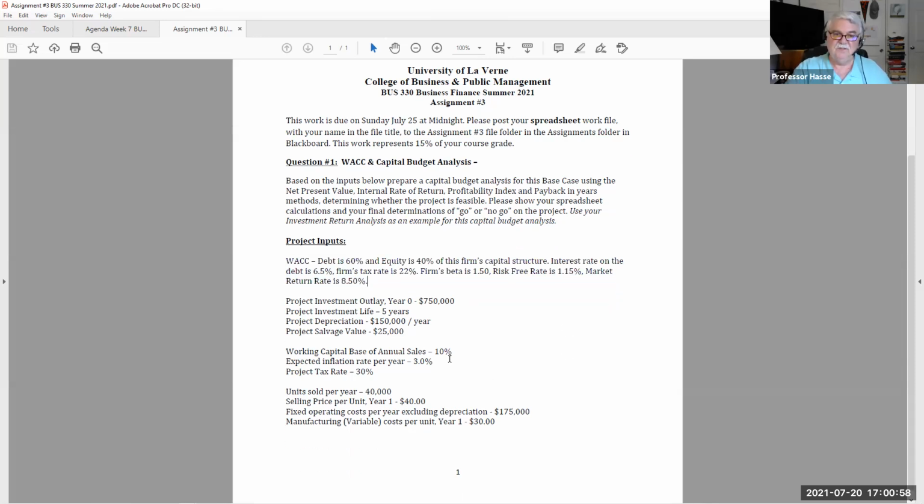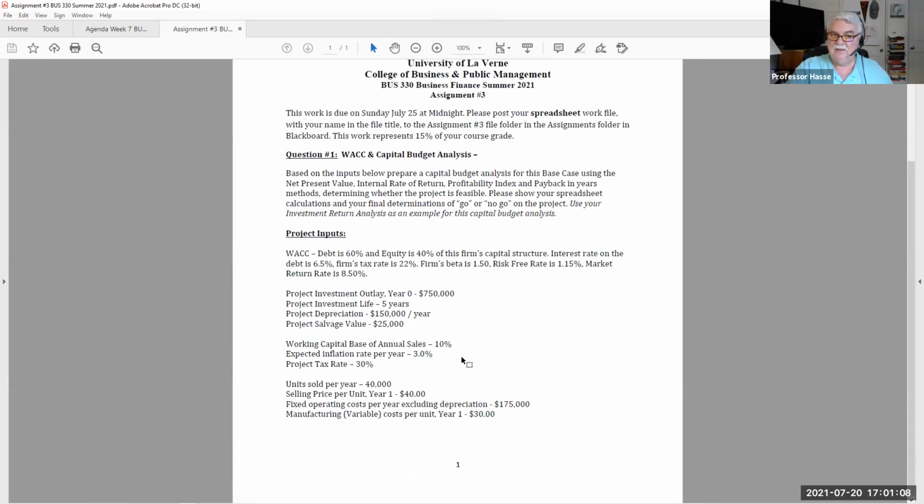And then I give you a project that has 5 years in length, an investment of 750,000. Here's the yearly depreciation. Here's the salvage value. Here's the working capital percentage. Here's the inflation rate. And for this project, the tax rate is 30%. Note, the tax to determine WACC is different than the project's tax rate. Why? Probably this project is in another part of the country or another part of the world where the tax rate is different than where you're raising the capital.